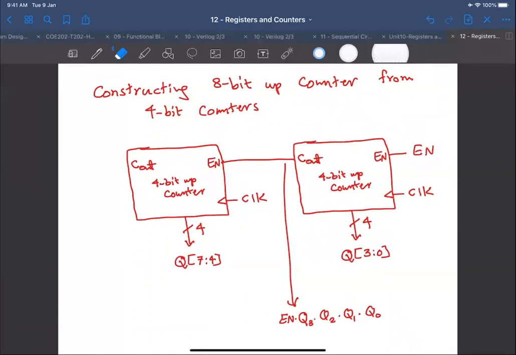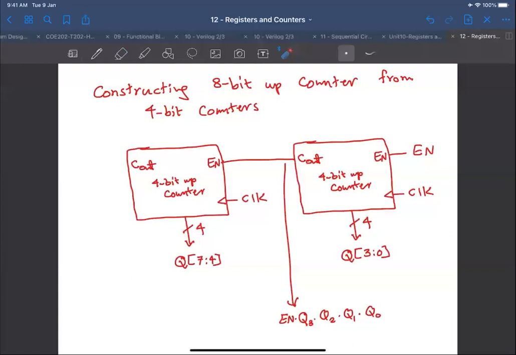Now, in order to do that, we have to have an output called carry out from our counter that will tell us that the counter will reset to the all zeros state in the next clock cycle. In addition to enable, when enable is 1, C out will be 1 if all the bits of the counter are 1. If all the bits of the counter are 1, then in the next clock cycle, they should be all zeros as well. So it's an overflow in a sense.